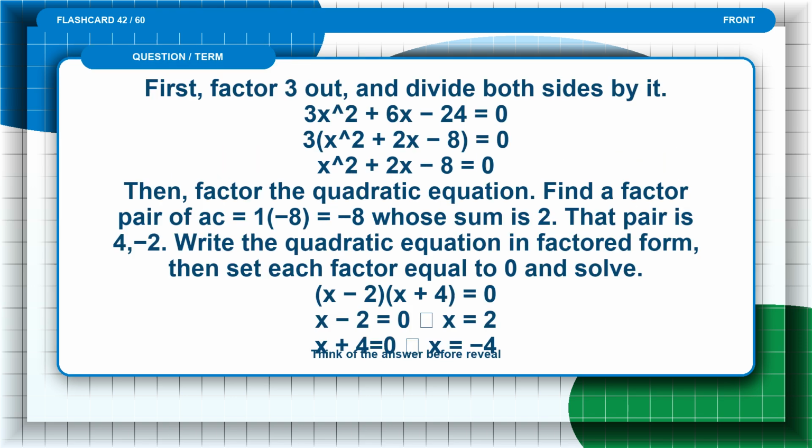Flashcard 42. First, factor 3 out, and divide both sides by it. 3x² + 6x - 24 = 0, 3(x² + 2x - 8) = 0, x² + 2x - 8 = 0. Then, factor the quadratic equation.